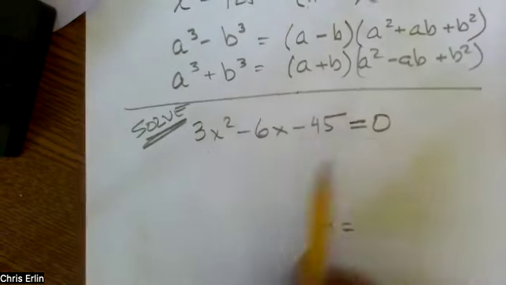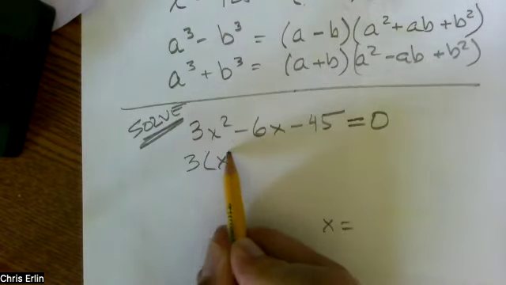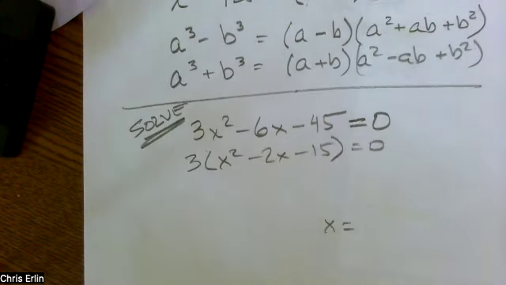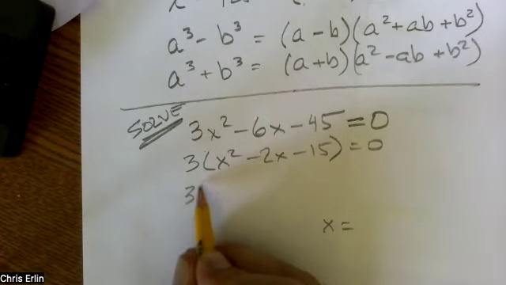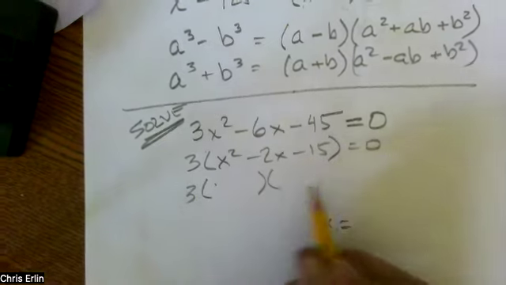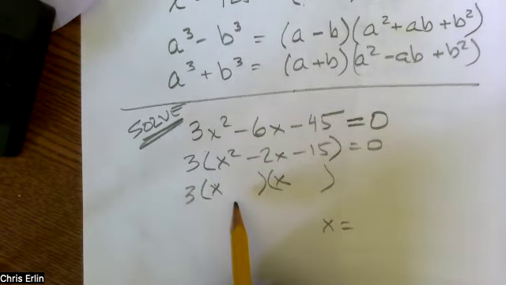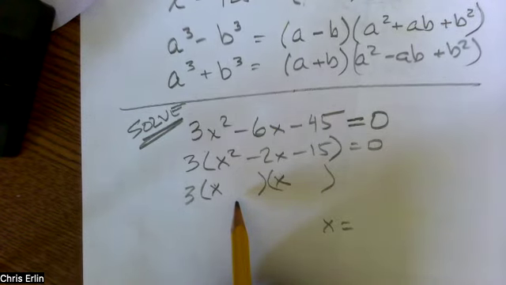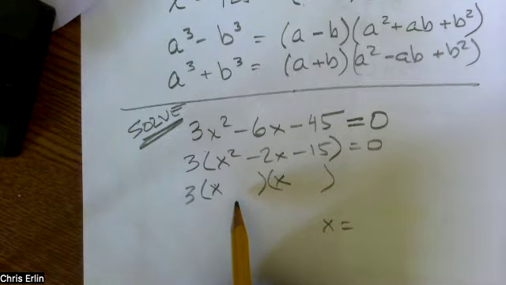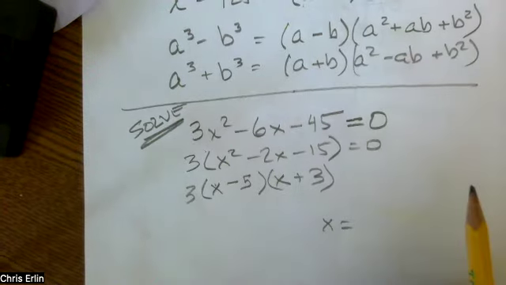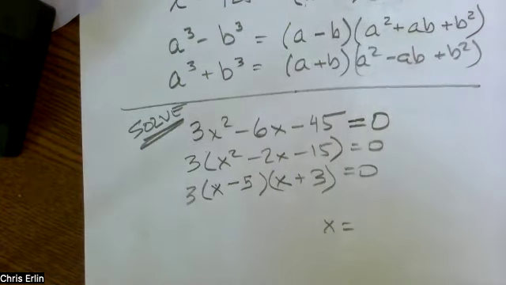Greatest common factor, really good. So I'll pull out the 3. x squared minus 2x minus 15. And then I do my diamond. And again, I think in pre-calc, you guys should be getting close to doing some of these simpler ones directly. Anyone see this one directly? Good. 3 times x minus 5 times x plus 3 equals 0.